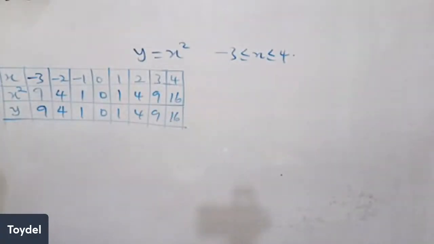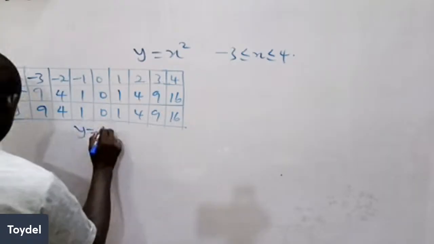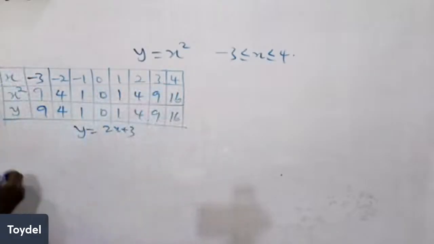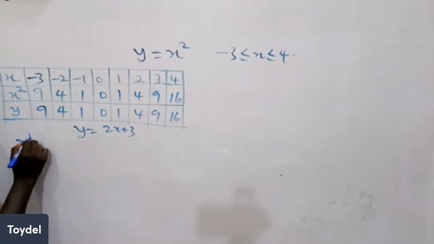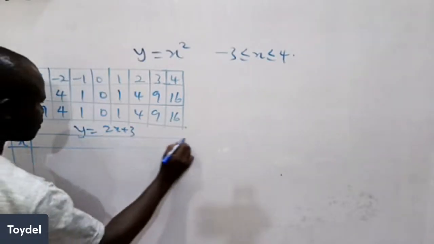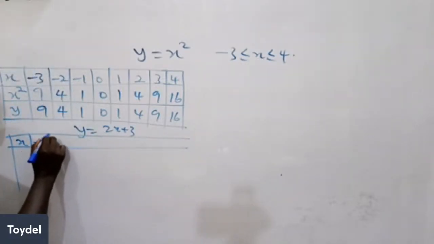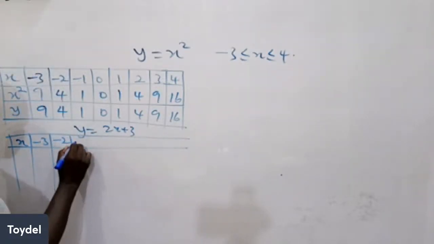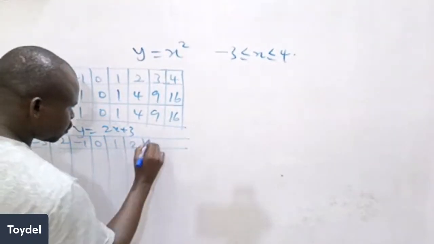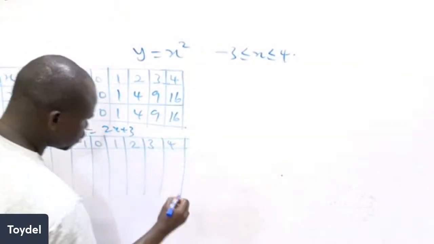That is y. Then in the question also, we have to draw the graph of another one, when we have y equal to 2x plus 3 for the same values. So we are going to have two tables here. I will get another table. X, same values: minus 3, minus 2, minus 1, 0, 1, 2, 3, 4.